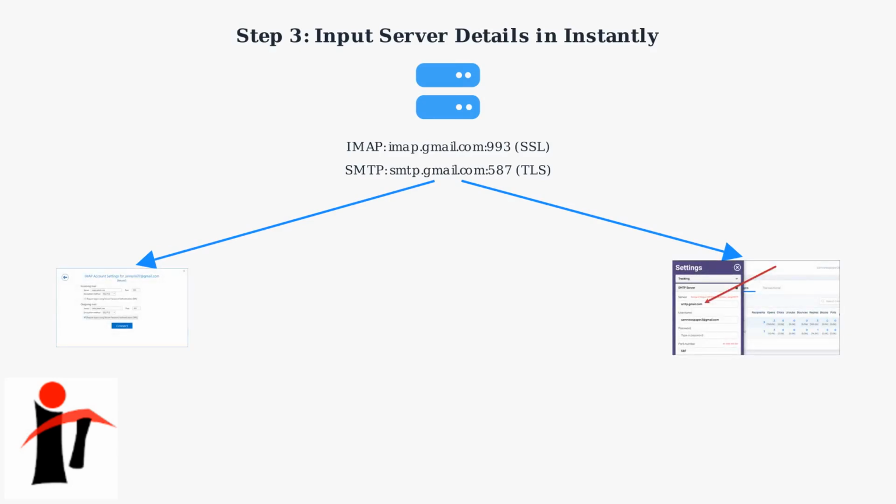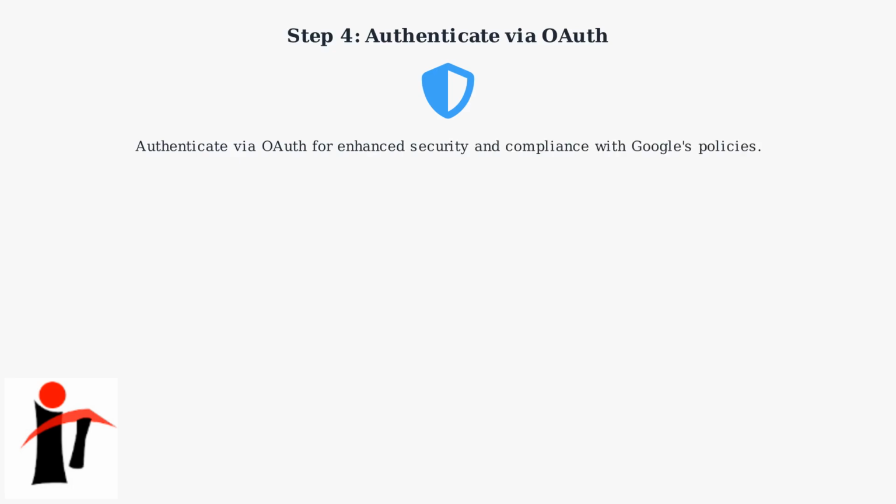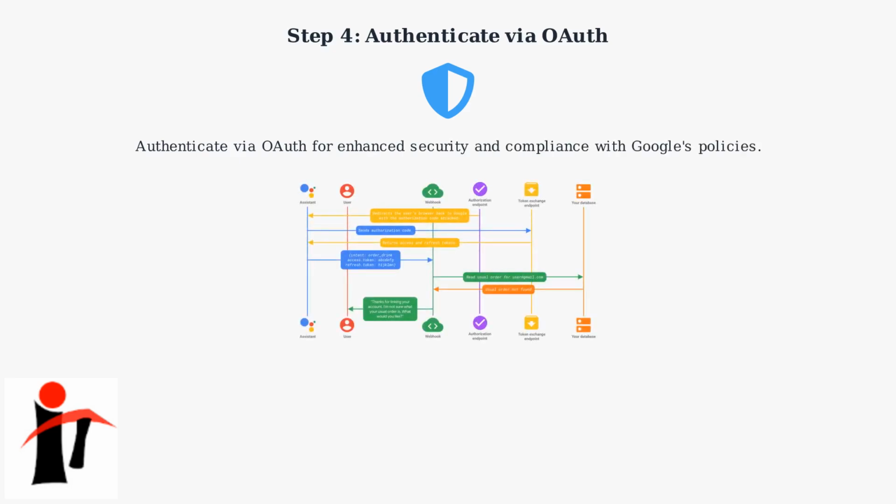For IMAP, use imap.gmail.com on port 993 with SSL encryption. For SMTP, use smtp.gmail.com on port 587 with TLS encryption. Finally, authenticate via OAuth for enhanced security and compliance. This ensures your connection follows Google's latest security standards and helps prevent account suspensions.